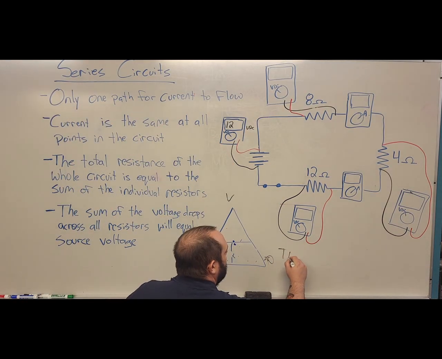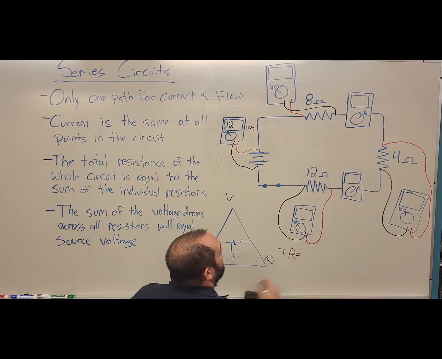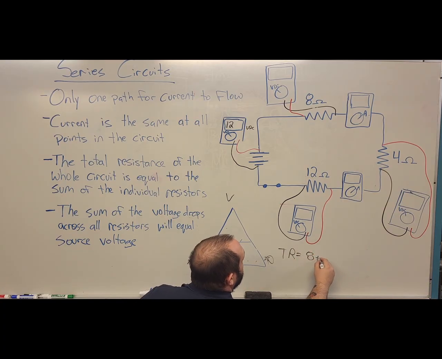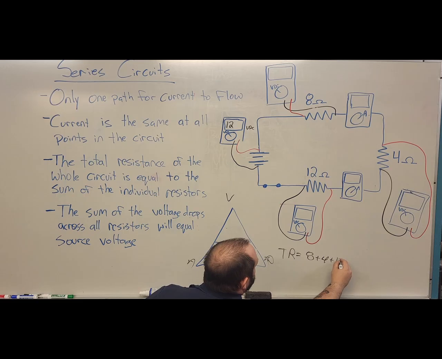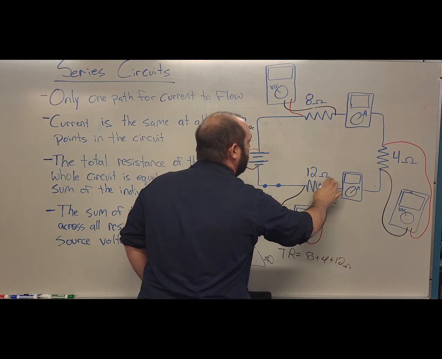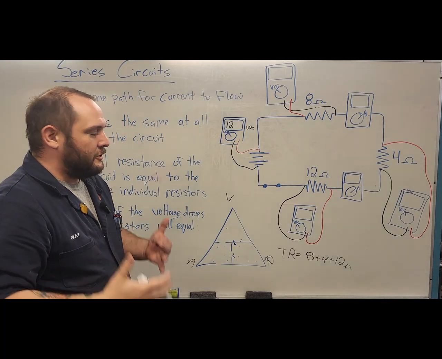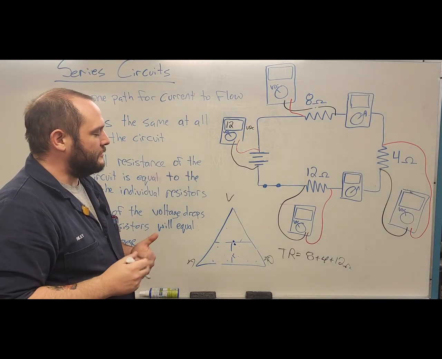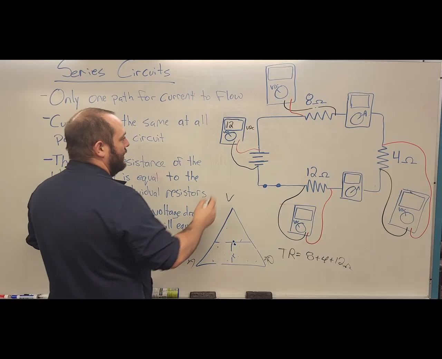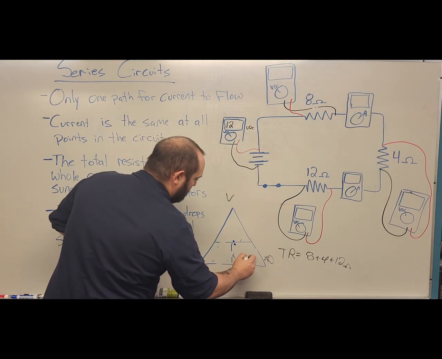Total resistance is going to equal 8 plus 4 plus 12 ohms, and these are the 3 values that I'm looking at. My 8 plus my 12 will give me 20, plus my 4 will give me 24 ohms of total circuit resistance.